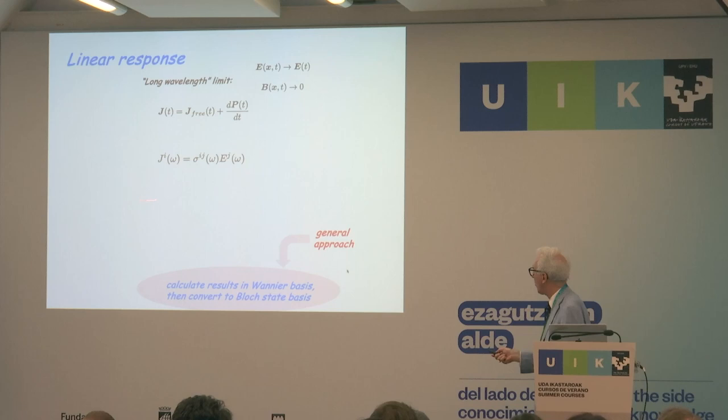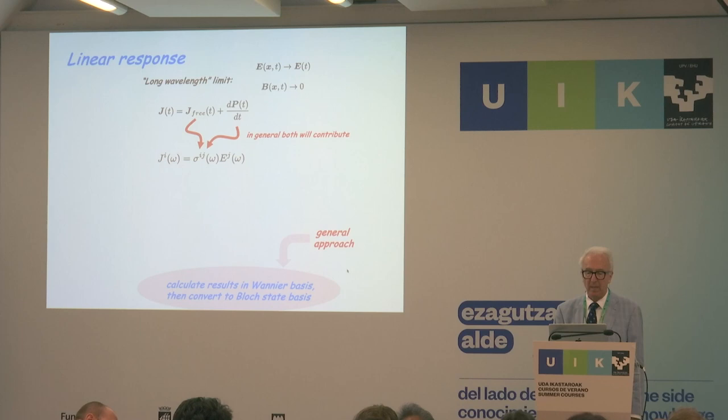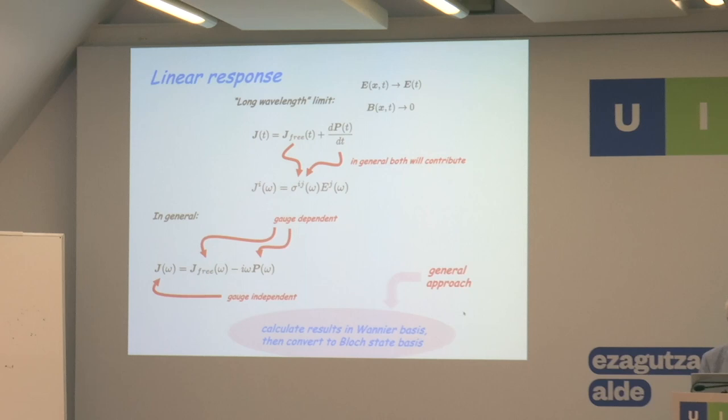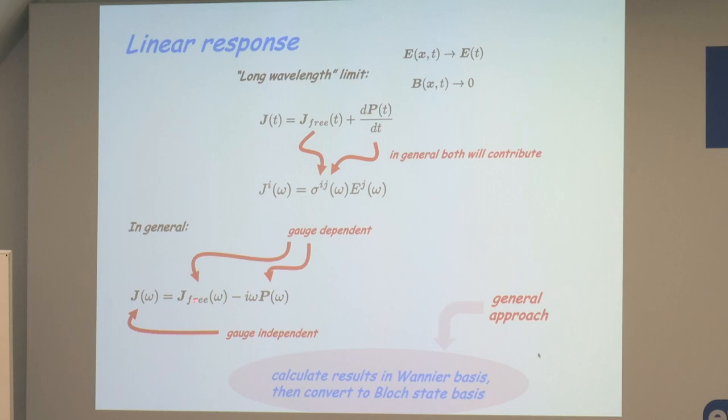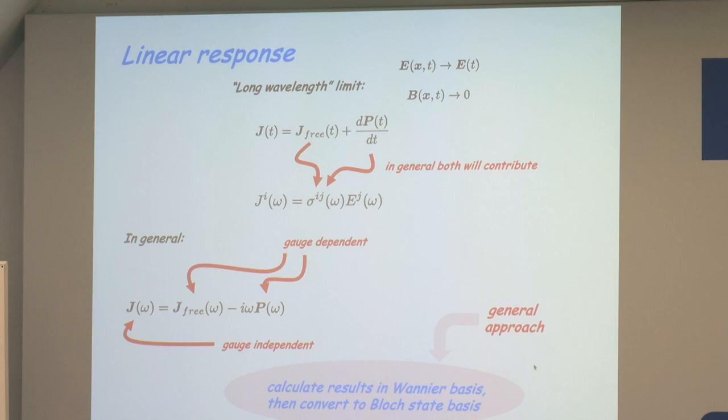And if we write J in terms of a conductivity times E, in general both of these are going to contribute to this conductivity. And in general, we expect to find that these things will be gauge dependent. This is gauge in the Bloch function sense. But we would expect the total current density to be gauge independent, of course.